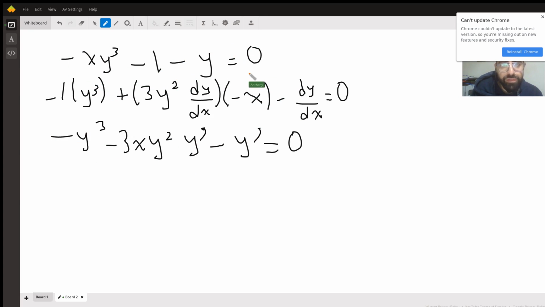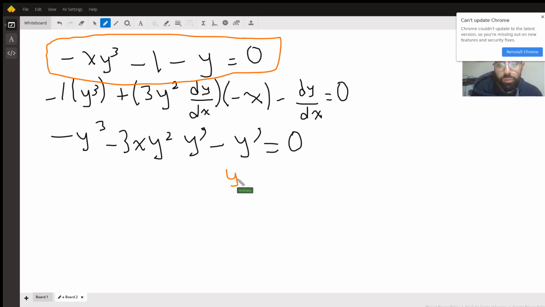I do the derivative. Here we need to apply the product rule. We have negative x as our first term, y to the power 3 as our second term. So we start with the derivative of the first function, the derivative of minus x, which is minus 1, multiplied by y cubed. Applying the product rule, plus the derivative of y cubed. You have to use the chain rule. It's 3y squared times the derivative of y.